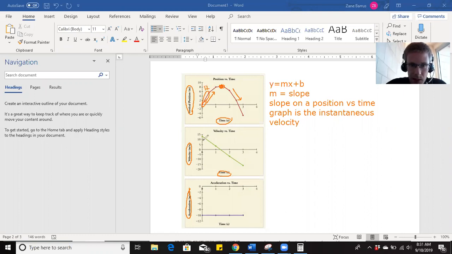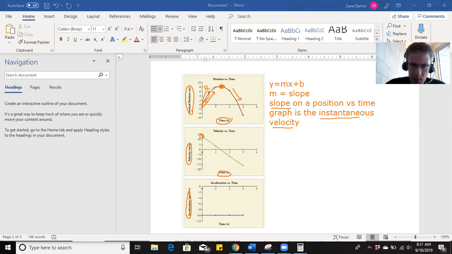Now, if you go down to the velocity graph, since we said that slope is the same thing as instantaneous velocity, you'll notice the velocity starts up here at about 12-ish. So just keep that in mind. Whenever you're looking at slope on a position versus time graph, if you calculate it, that's the same thing as the instantaneous velocity at that point in time.